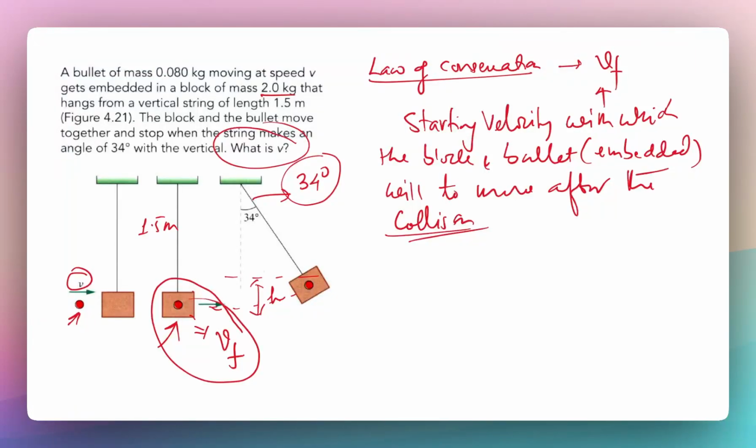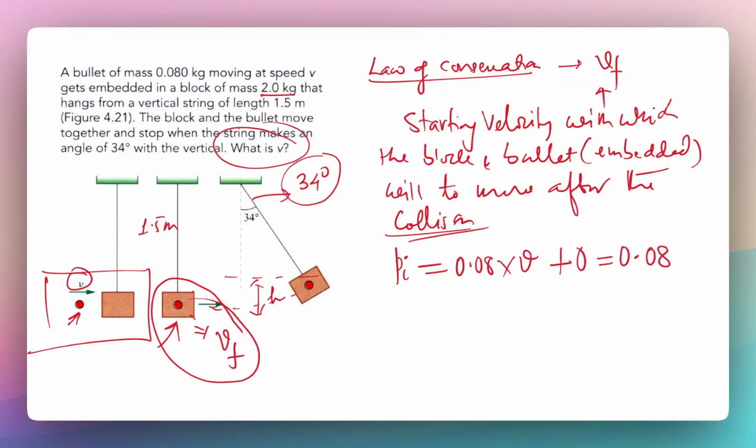During this process, when the embedding or collision happens, what is the initial momentum of the system? My initial momentum of the system is going to be the mass of the bullet, which is in this case 0.08, multiplied by v, plus the block, which is stationary initially, so that's 0. So my initial momentum is 0.08 v.